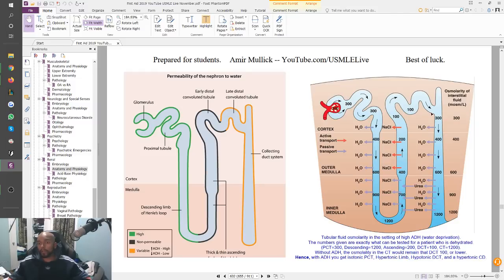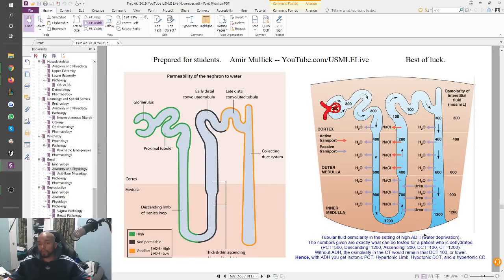Now, in the very end, right, where you can actually adjust how much water reabsorption you do, because you can see this orange area is variable. If you have high ADH, you're going to have high water permeability because anti-diuresis, you're not going to diurese. And if you have low ADH, which means you have enough water in your body, you don't need to reabsorb it, you're going to have low water permeability and you're just going to urinate all the water out.